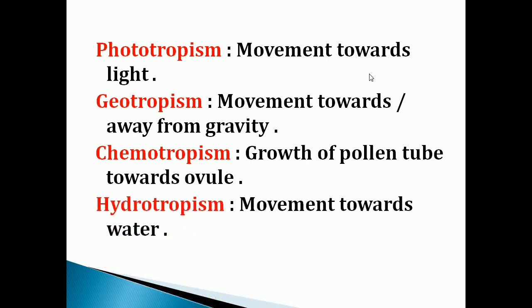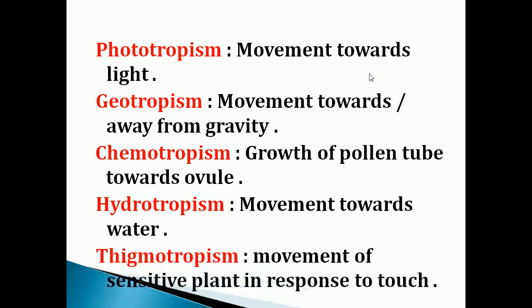And hydrotropism. What is meant by hydrotropism? Hydro means water. So it is the movement of the plant towards the water. Where there is water, the plant growth will be in the direction of the water. This is called hydrotropism.